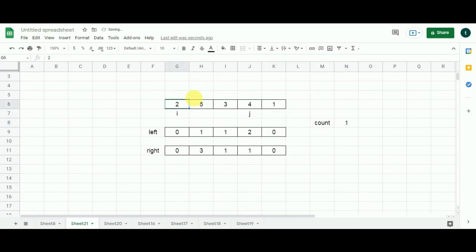So is 2 greater than 4? No. So the count variable stays the same. J moves one cell to the left. Is 2 greater than 3? No. So the count variable stays the same.